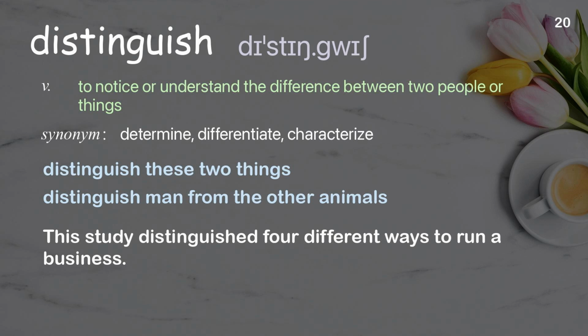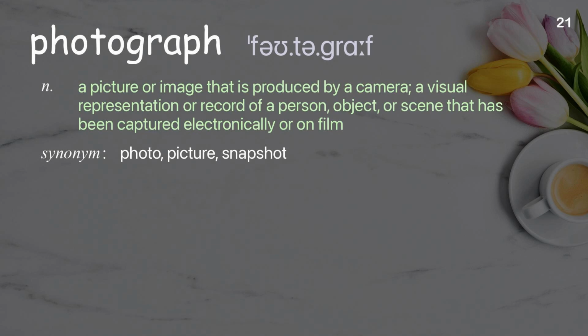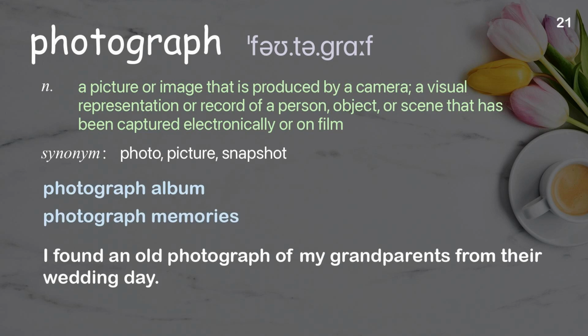Photograph. A picture or image that is produced by a camera, a visual representation or record of a person, object, or scene that has been captured electronically or on film. Examples: Photograph album. Photograph memories. I found an old photograph of my grandparents from their wedding day.